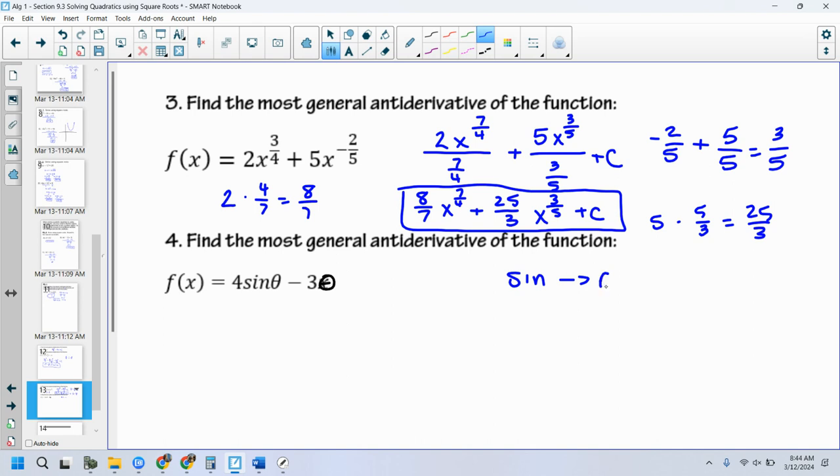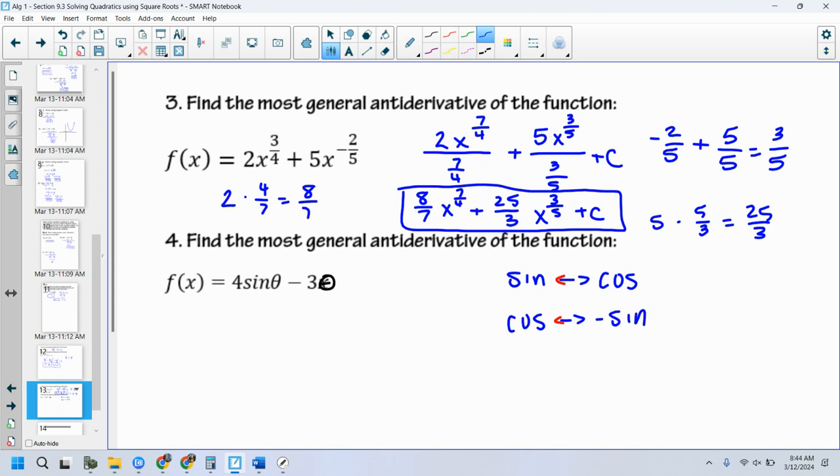Cosine. What is the derivative of cosine? Negative sine. Right? So let's work it backward. Okay. So now this means if I start with sine, this negative has to transition over to the other side.